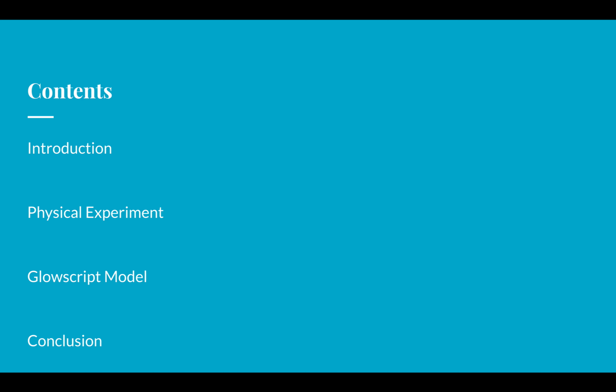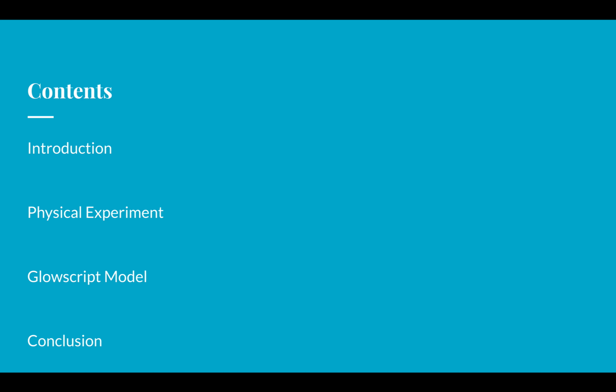Before we get into it, I just want to go over a quick overview of everything we're going to go through in this presentation. First, I just want to do an introduction describing the purpose of this model and the procedure. Second, we're going to do the physical experiment, running through the calculations of everything we found with the actual tape that we were using.